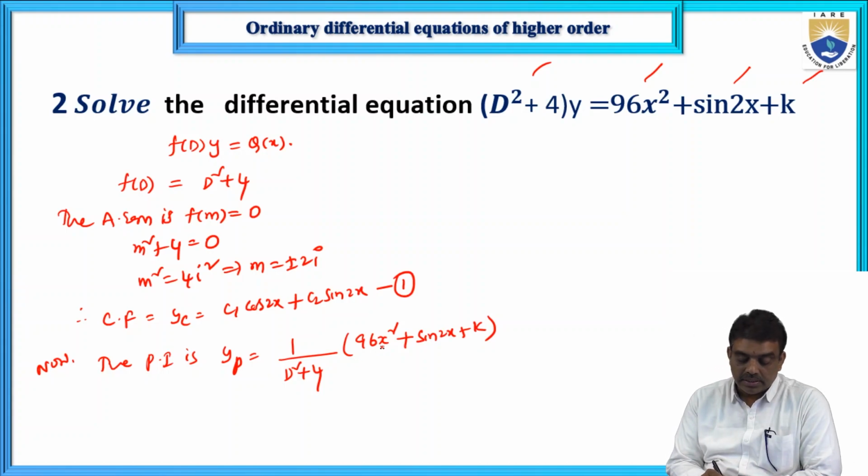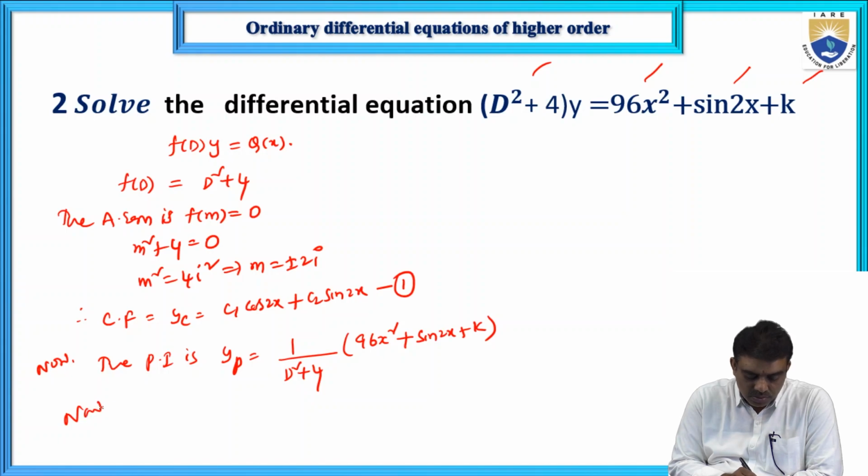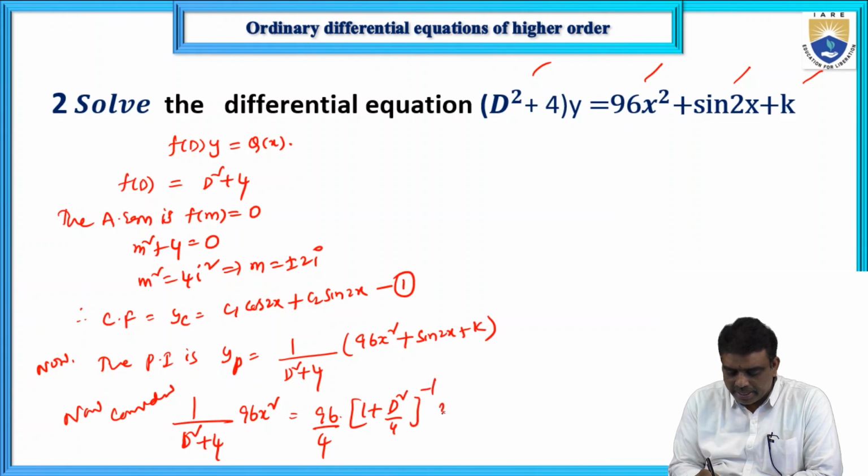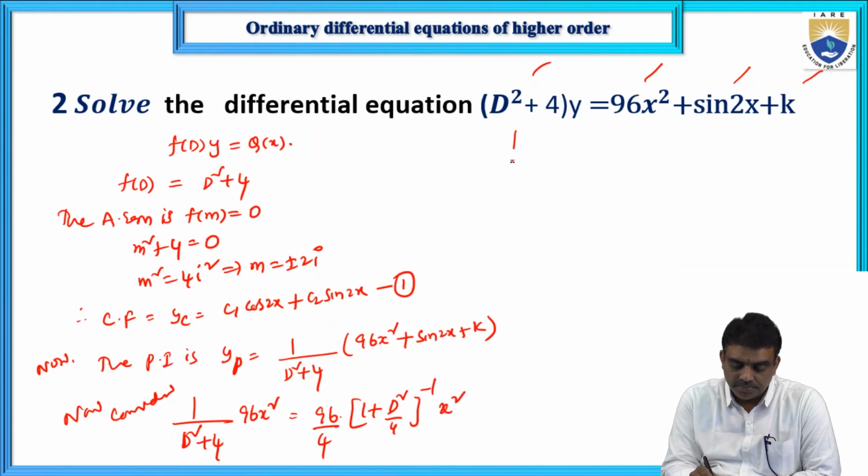The first one is with respect to x square, the second one is sine bx, the third one is a constant. Now consider 1 by D square plus 4 of 96x square. I can write it with 96 and 4 taken outside in the denominator: 1 plus D square by 4, whole power minus 1, of x square.